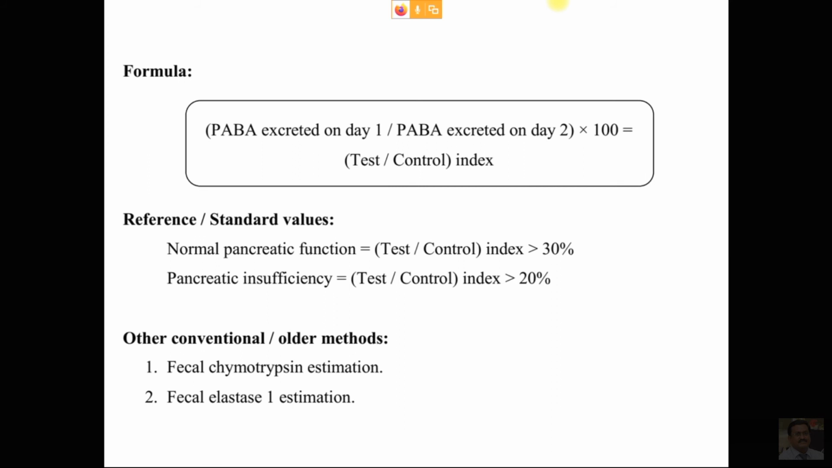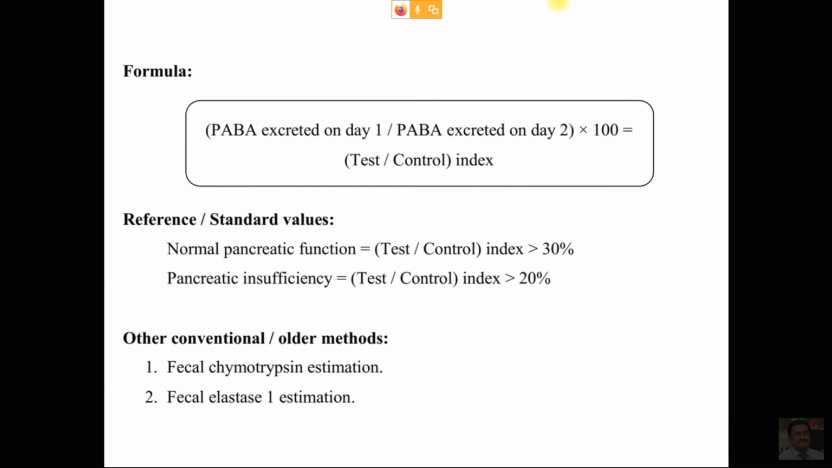The formula is also the same. Instead of fluorescein dilaurate, instead of fluorescein excreted on day 1, we are going to use the molecule PABA. In the place of fluorescein, just replace fluorescein with PABA. Para-aminobenzoic acid excreted on day 1, that is the test 1, divided by para-aminobenzoic acid excreted on day 2, that is the control, multiplied by 100 is equal to the T by C index.